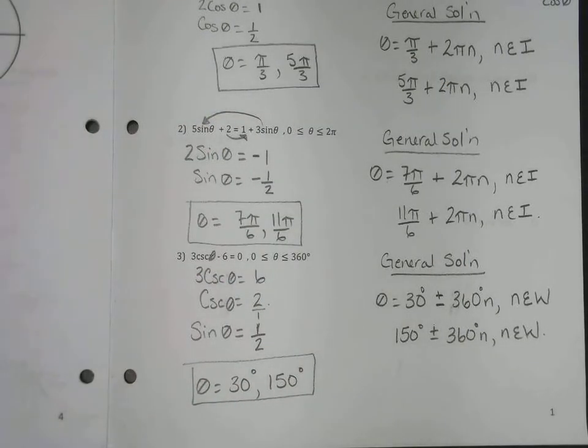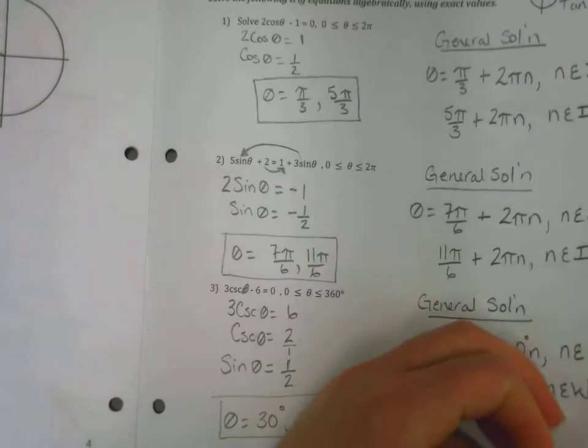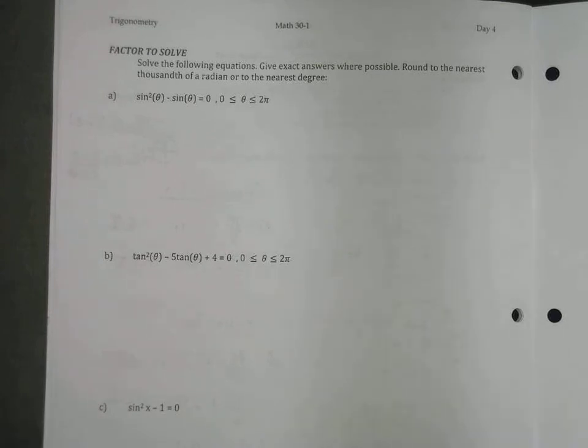Okay, we're now going to move on to quadratic trig functions, or trig equations. So a little trickier, okay? So we now need to incorporate factoring in order to solve the following equations. So we want to give exact answers where possible, and round to the nearest thousandth of a radian or to the nearest degree, depending on the case. If we can give an exact value, we will. If we can't, then we're going to have to round.